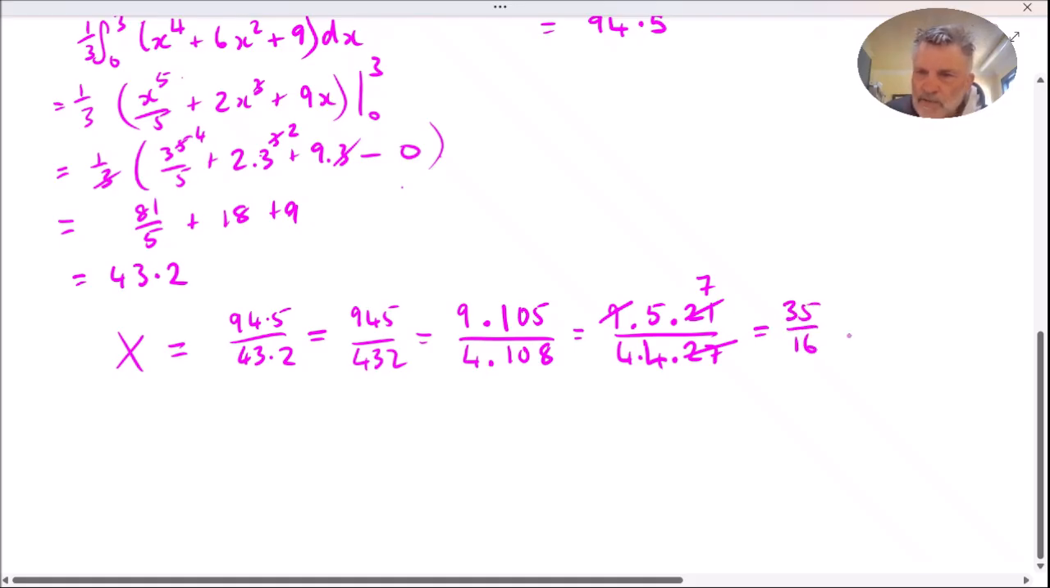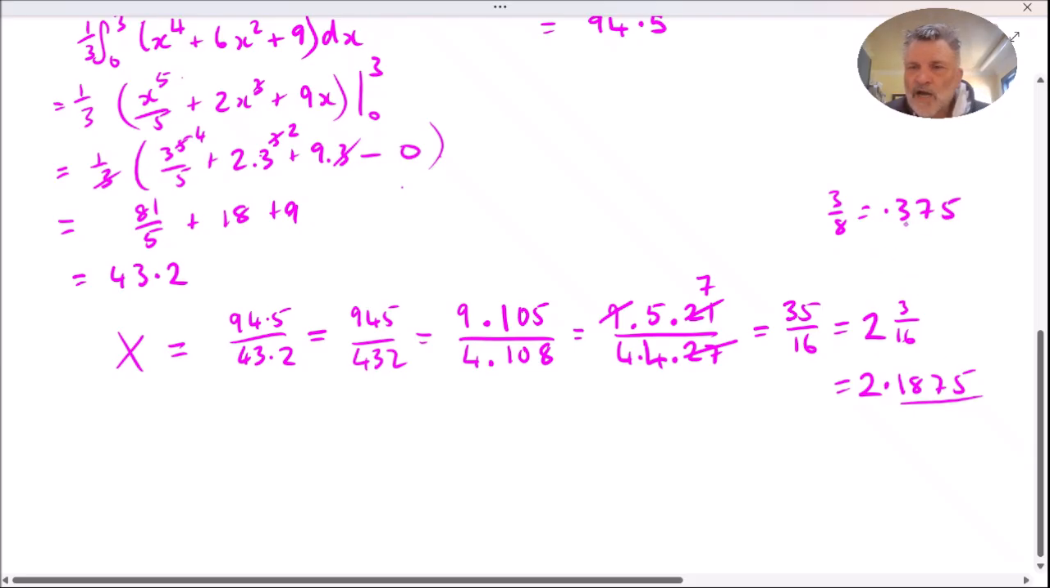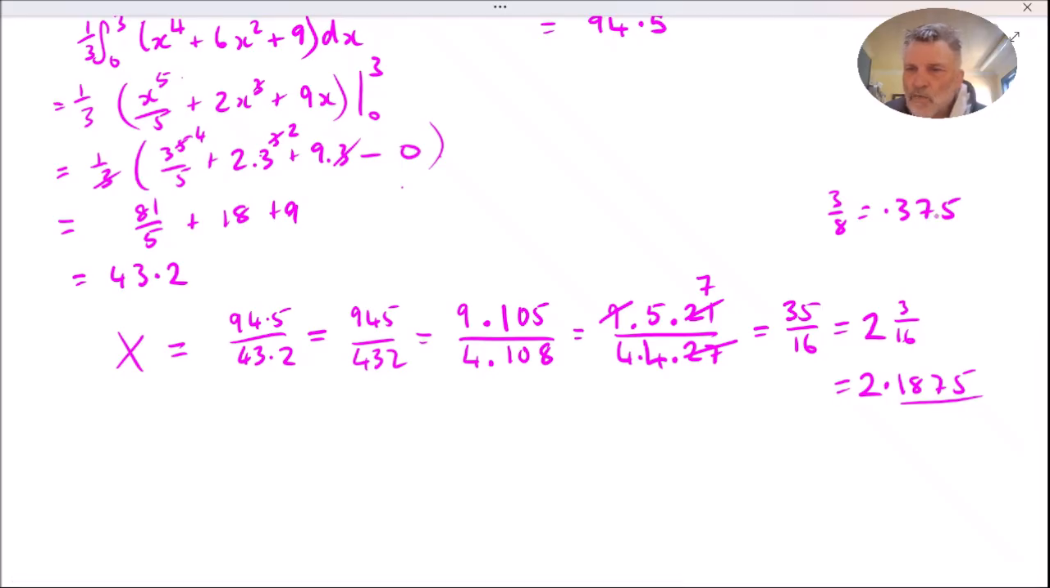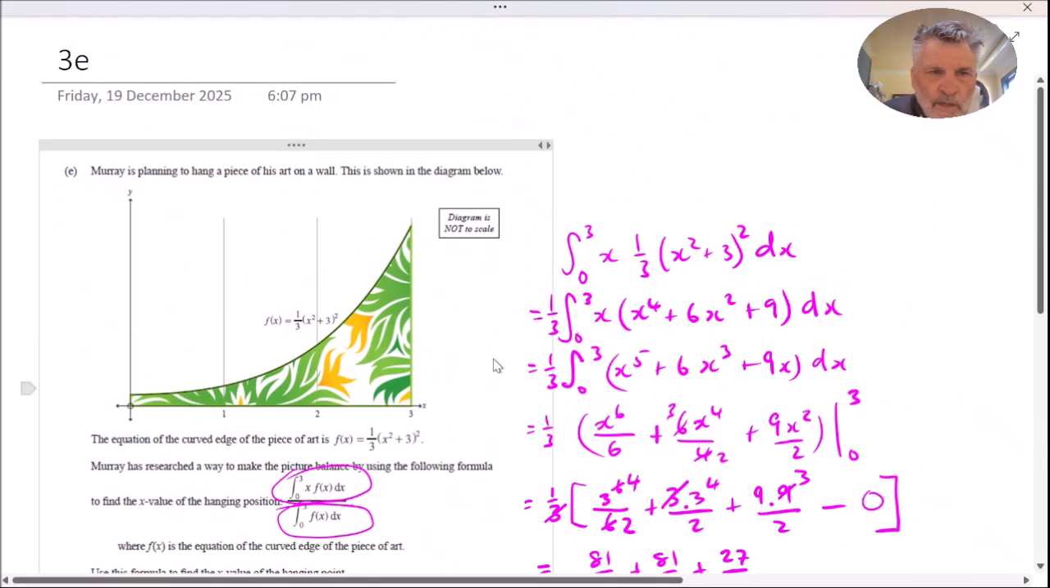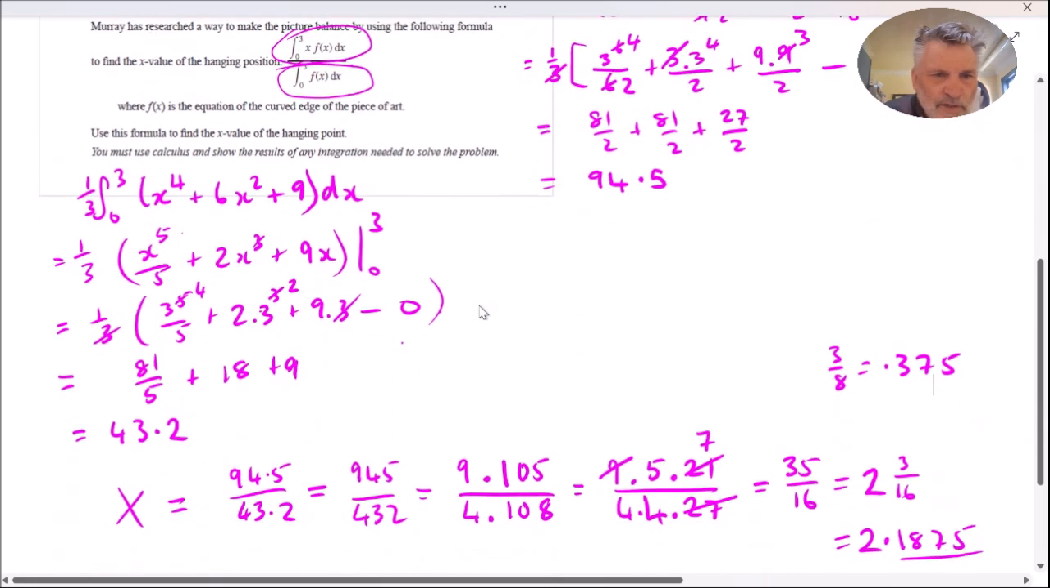35 over 16, which is 2 and 3/16, which you can work out as 2.1875. I don't actually know that. I pretty much did it in my head just then. I know that 3/8 is 0.375. That's a common one. So 3/16 is half of that. Half of 37 is 18, 1 over 75. And we're done, and we didn't use the calculator on the last question.